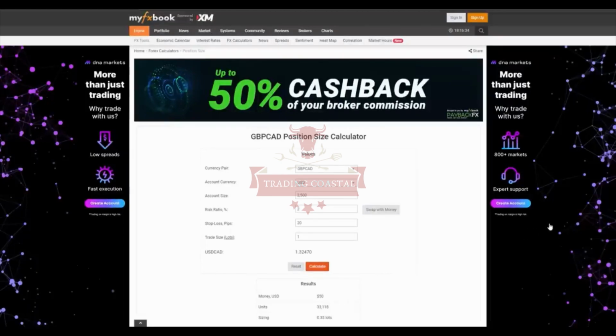As you can see, if we want to trade pound CAD with a 2500 account size and 2% risk per trade using 20 pips stop loss, we have to open a 0.33 lot position in the trading platform. This is the easiest way to calculate the position size. This tool is only for trading Forex pairs and metals, so comment below and tell us if you know any tool for other financial markets.